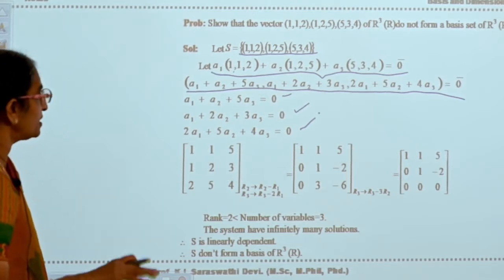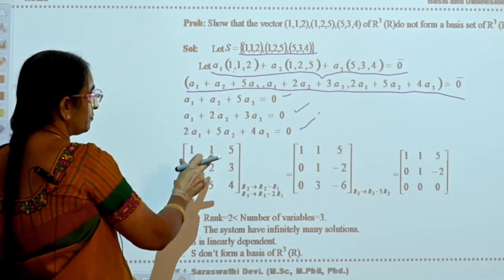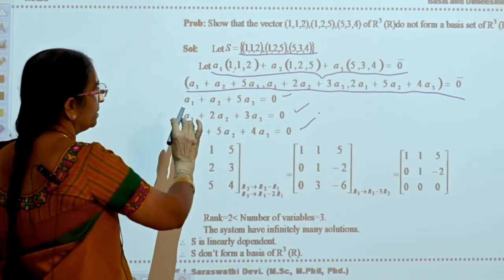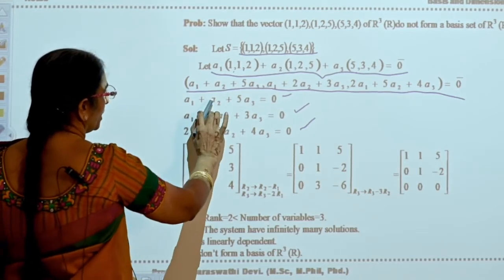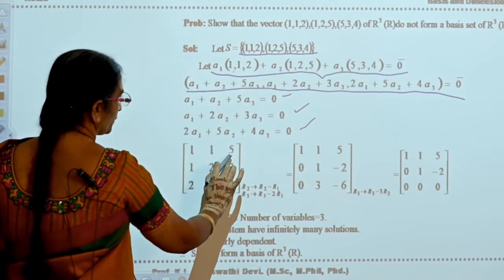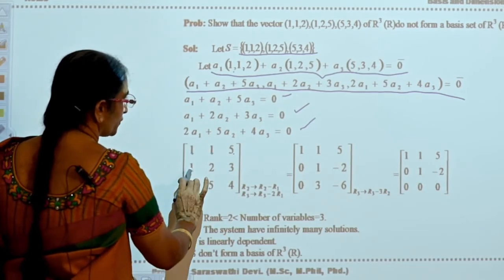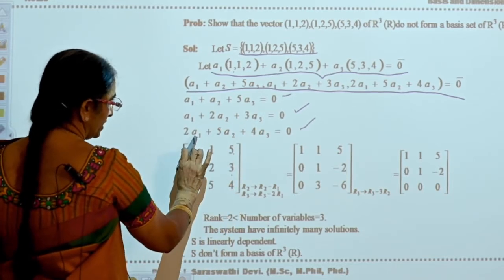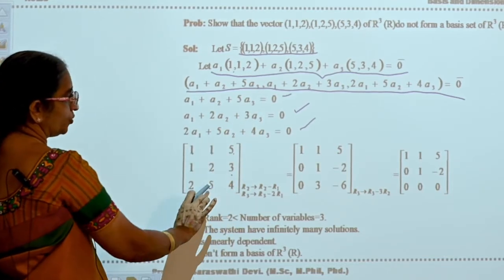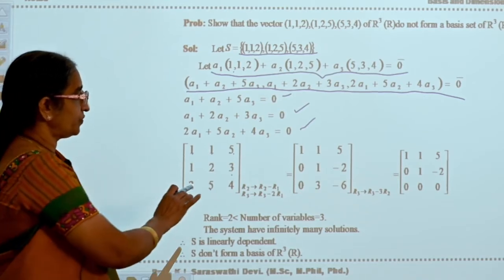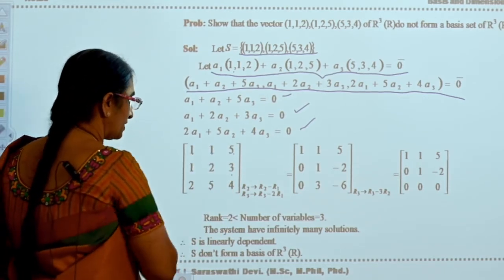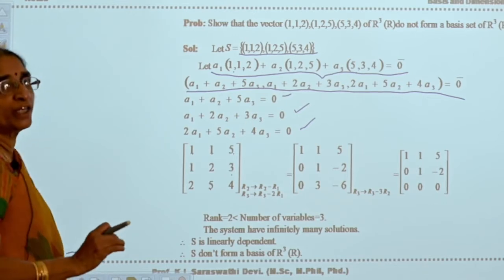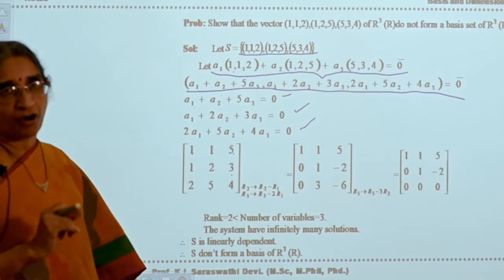Or otherwise you can write this set of equations in the matrix form, that is A1 coefficient 1, A2 coefficient 1, A3 coefficient 5; similarly A1 coefficient 1, A2 coefficient 2, A3 coefficient 3; and similarly here A1 coefficient 2, A2 coefficient 5, A3 coefficient 4. You have written it in matrix form. Now try to reduce it into echelon form.